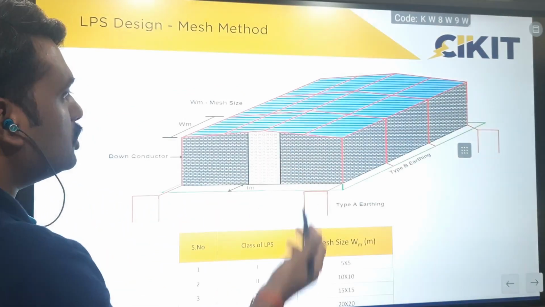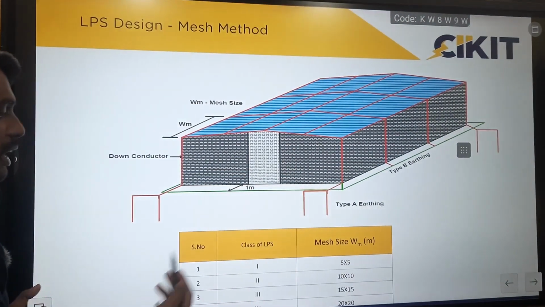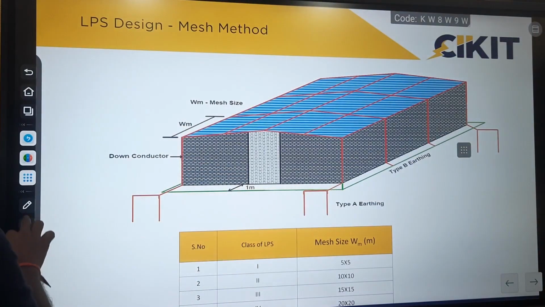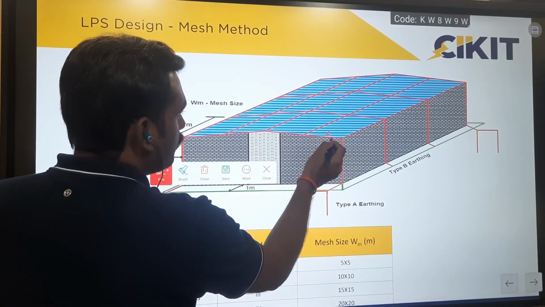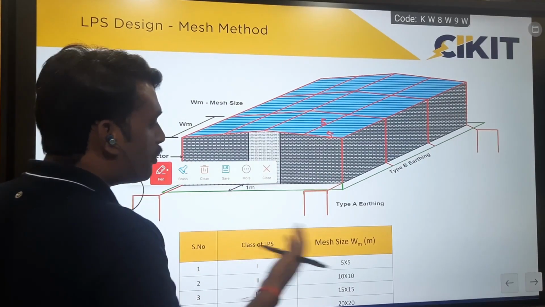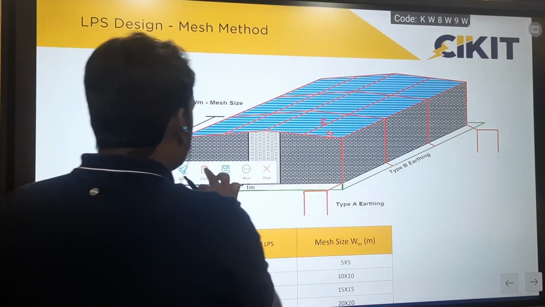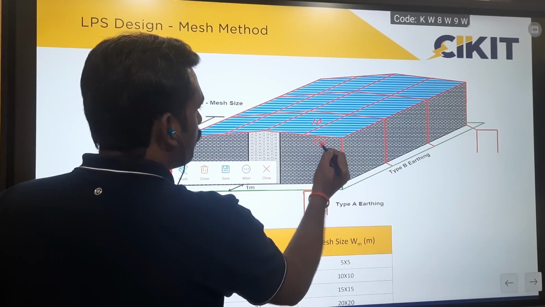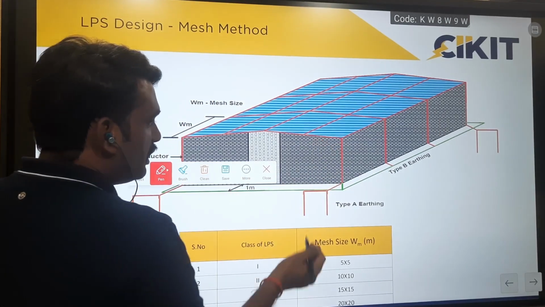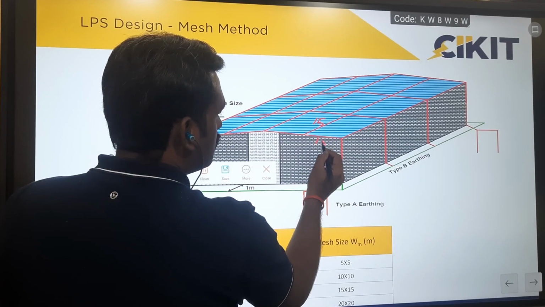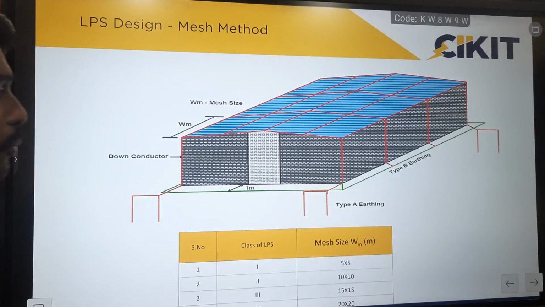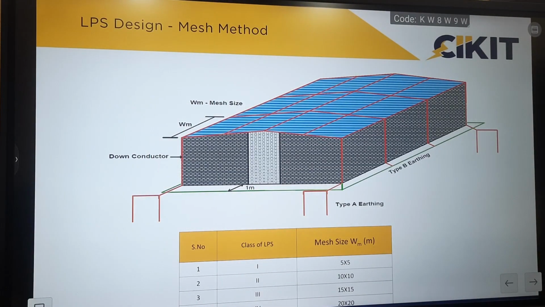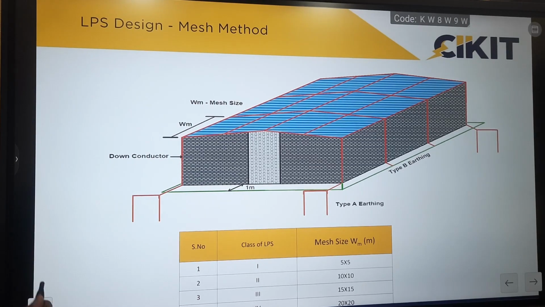And in this method, the size of the mesh depends upon the level of protection. If I am going for level 1, then the size will be 5 cross 5. 5 cross 5 in the sense the length will be 5 and the width will be 5. If I am going for level 2, then the mesh size will be 10 by 10. For level 3, it will be 15 by 15. For level 4, the mesh size will be 20 by 20. So based on the level of protection, I will be increasing the mesh size alone. But this method is nowadays not commonly used.